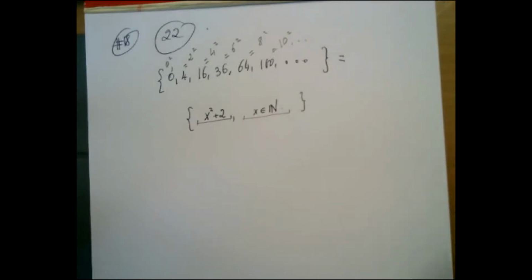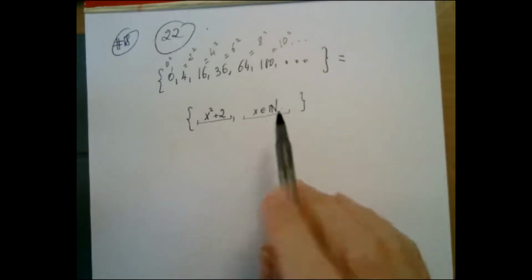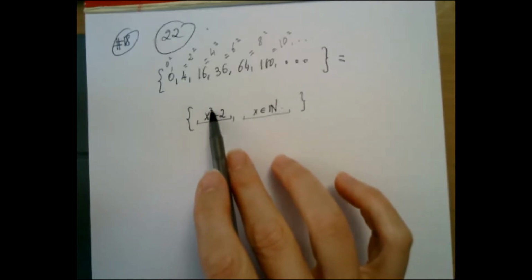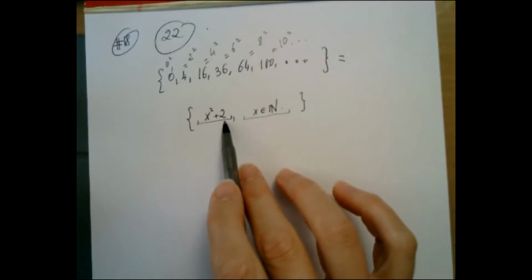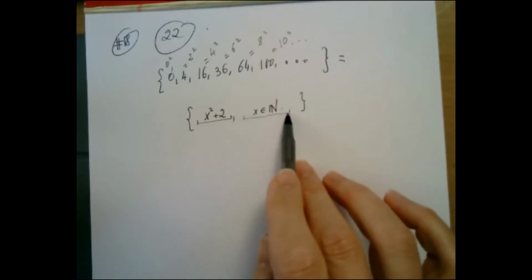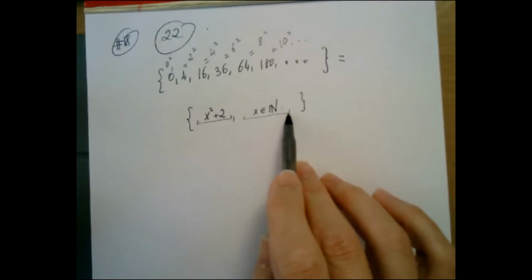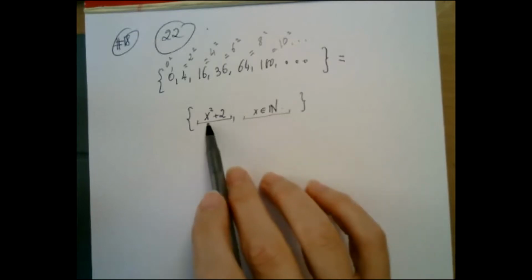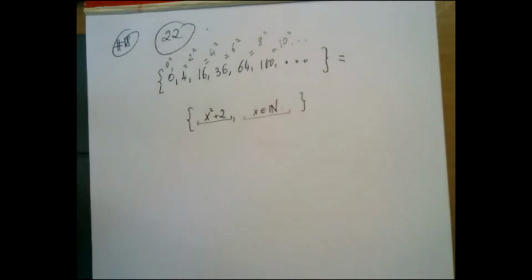Okay, let's see if it works. Then you fix your mistake. It means all the terms have the form x squared plus 2, where x is in N. That's what you're telling me, right? Yeah, but now I see my mistake. Because if x is 0, you're going to get 2, and 2 is nowhere in sight.